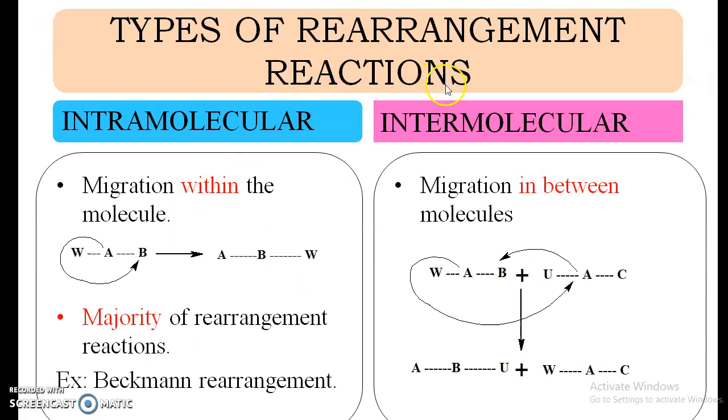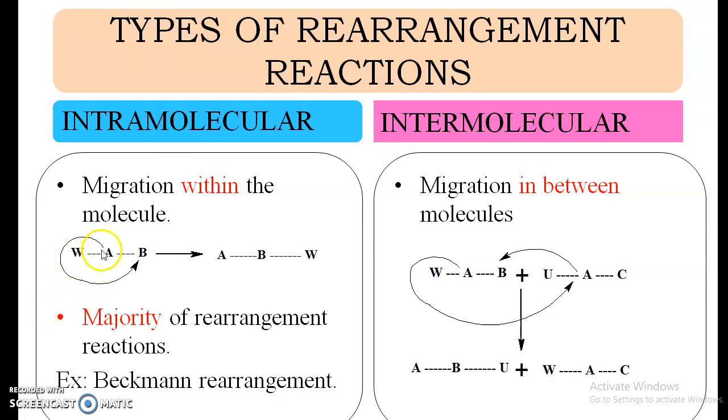Coming to the types of different rearrangement reactions, generally rearrangement reactions are classified into two types. One is intramolecular rearrangement reaction and the other one is intermolecular rearrangement reaction. So the terms are self-explanatory. Intramolecular means within the molecule, that is the migration is happening within the molecule, then such type of rearrangement reactions are known as intramolecular type of rearrangement reactions.